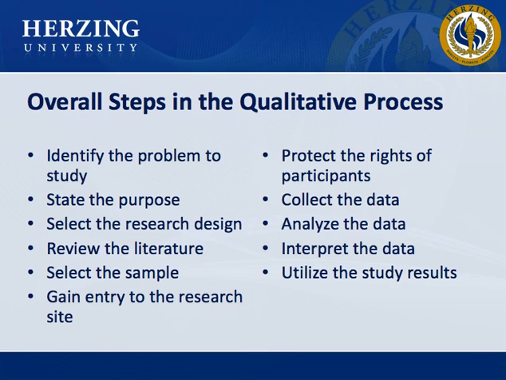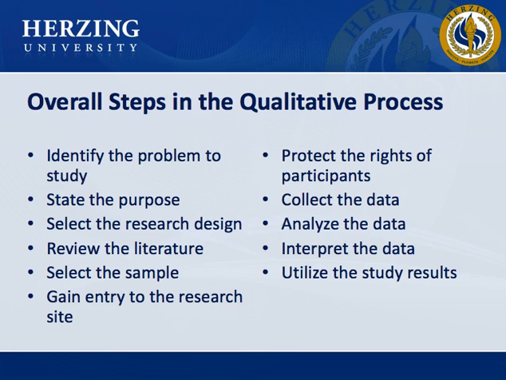There are 11 overall steps in the qualitative nursing research process, beginning with identifying the problem to the study and ending with utilizing the study results. The overall steps in the qualitative process include identify the problem to the study, state the purpose, select the research design, review the literature, select the sample, gain entry to the research site, protect the rights of the participants, collect the data, analyze the data, interpret the data, and utilize study findings.